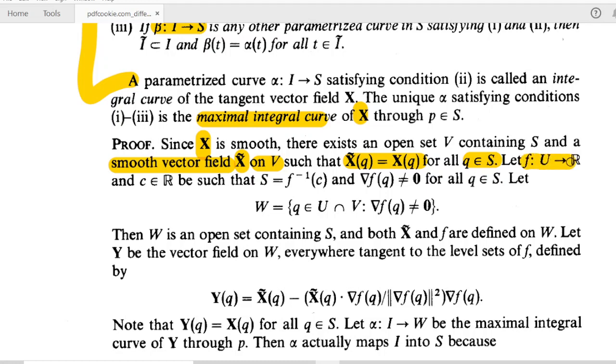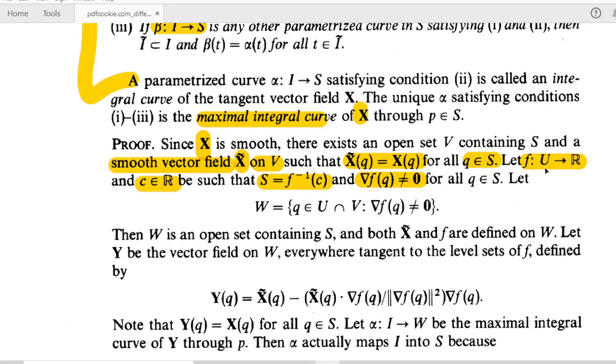Let F from U to R and c belonging to R be such that capital S is equal to F inverse of c and nabla F of Q not equal to 0 for all Q belonging to S. So we consider F from U to R a function and c belonging to R a constant, S equal to F inverse of c. This is basically the definition of the surface.